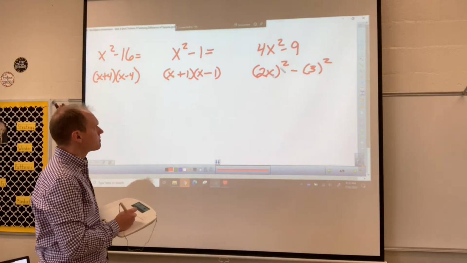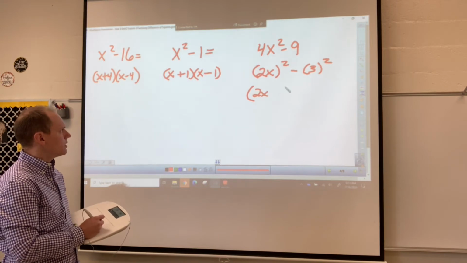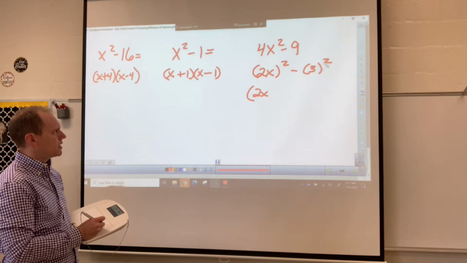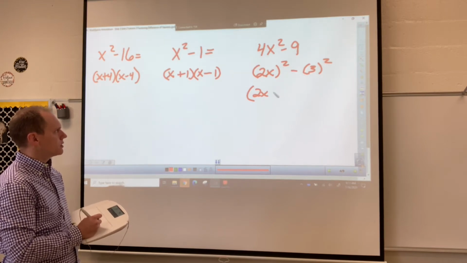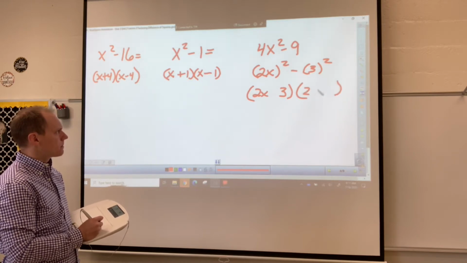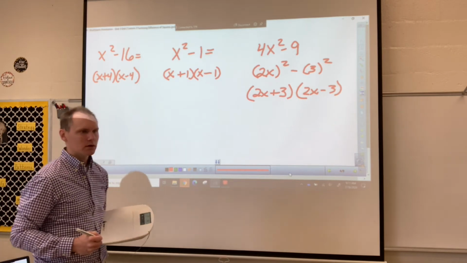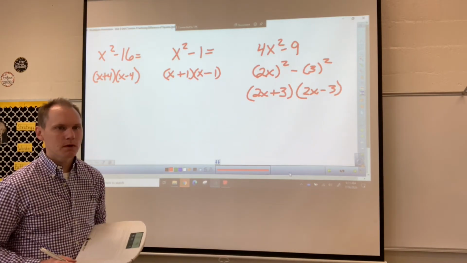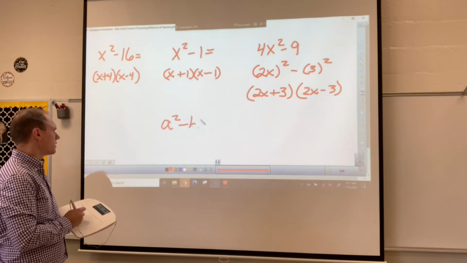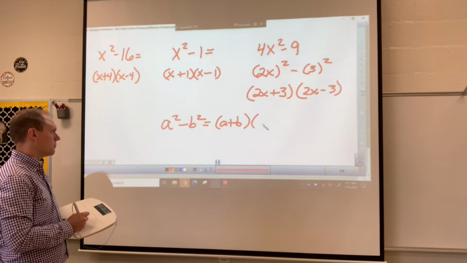And this is going to be 3, but you could just leave it in terms of 9 if you wanted to. But anyways, what's the square root of the first one? 2x, right? The square root of 2x squared is just 2x. And of course the square root of 9 over here was 3. So it's going to be 2x and 3 in our parentheses. Again, one of them is the sum and one of them is the difference. Okay? So in general, if we have something like a squared minus b squared, that's going to factor into a plus b, a minus b.